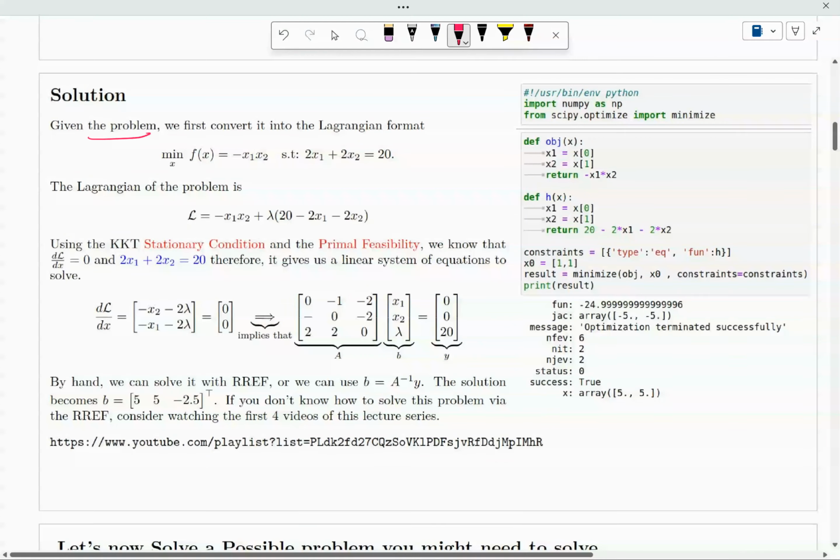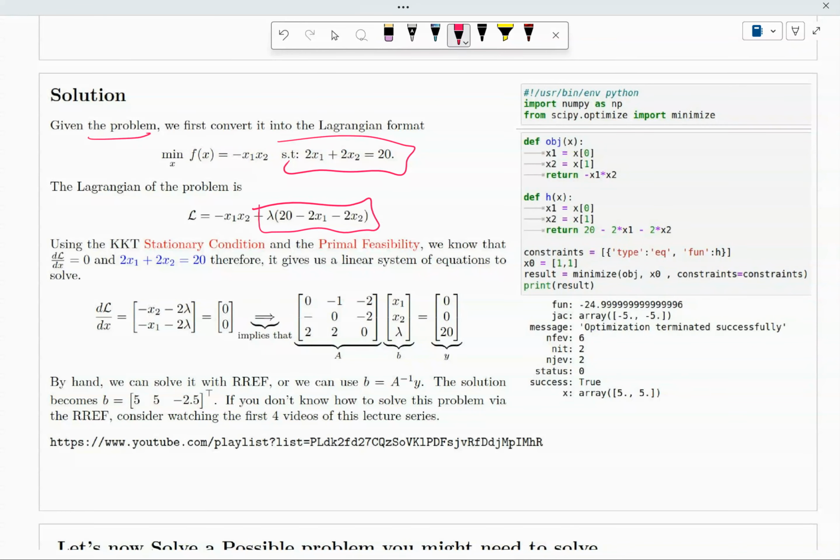Given the problem, right, we first convert it into a Lagrangian. So if this is the objective, here's the constraint. So what we did is objective, Lagrange multiplier, and the equality constraint. Remember, we set the equality to 0. Okay. So after we have the Lagrangian, we've used the stationarity condition and the primal feasibility.